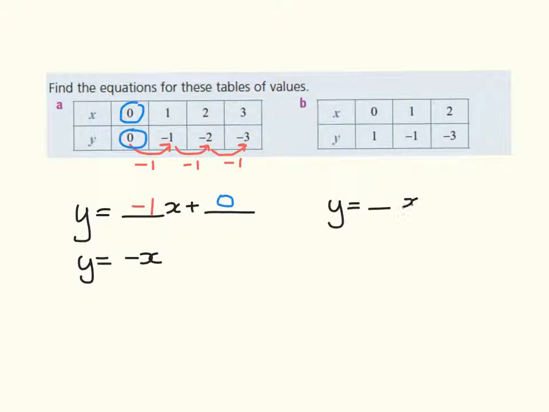Let's try the second one. I know it's going to be y equals something x plus something. So let's see what happens to the y values. From 1 down to -1, how far have we gone down? We've gone down 2. From -1 down to -3, we've gone down 2 again. So that's the number in front of the x, -2. Now we need to work out what that last number is. So we find x equals 0, y equals 1. So our rule becomes y equals -2x plus 1.